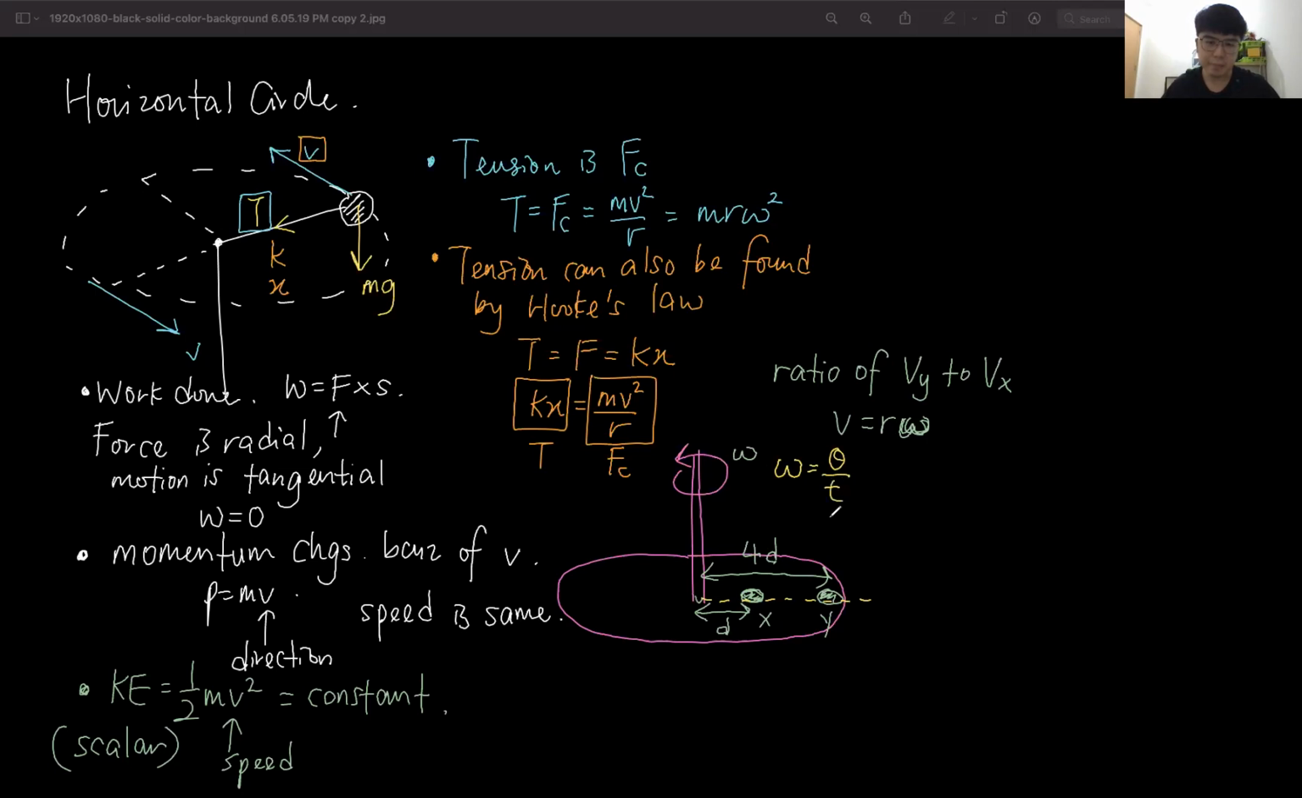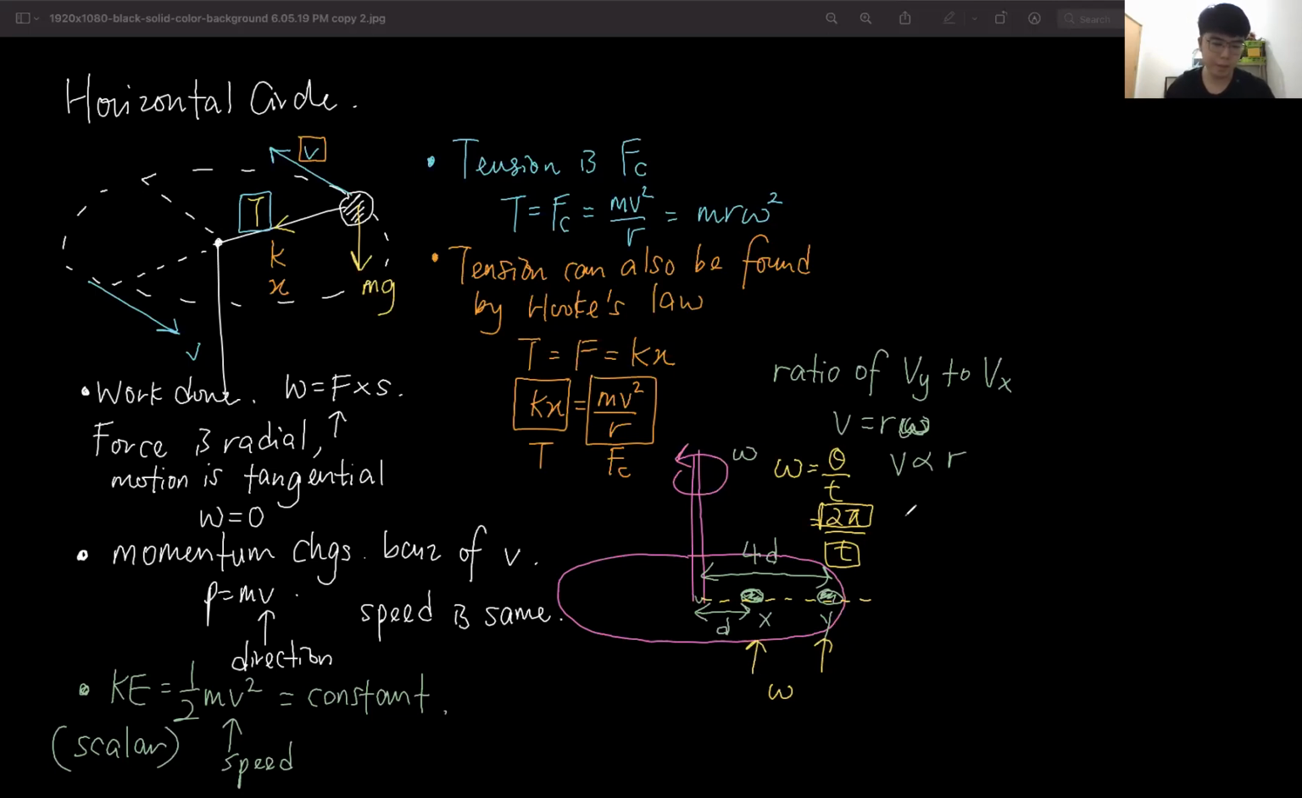Angular velocity is angle over time, so it's how much time it takes to do one revolution. You place the two objects here, and after one round the angles are the same and the time it takes to come back is also the same. So both objects have the same angular velocity. They take the same time to go one round because they are on the same disk. So angular velocity is the same, which means V is proportional to R.